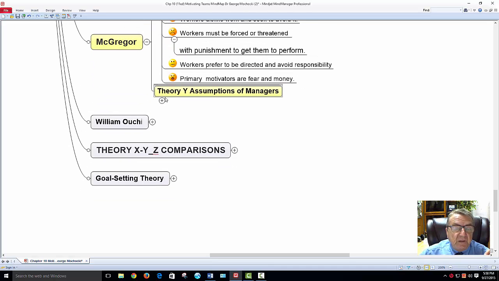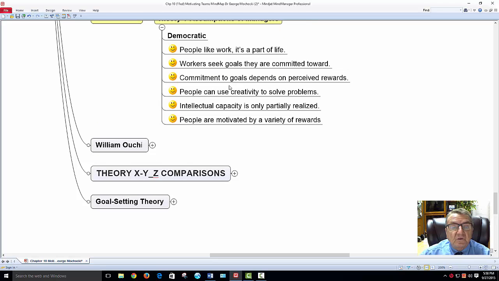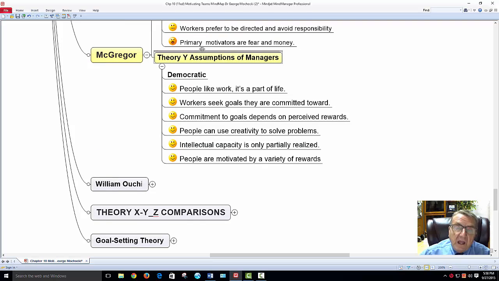Now, Theory Y assumptions a manager. Democratic, people like to work as part of life. Workers seek goals they are committed towards. To commit to goals depends on perceived rewards. People can use creativity to solve problems, thinking out of the box. Intellectual capacity is only partially realized. People are motivated by a variety of rewards. 80% of your people like the Democratic.